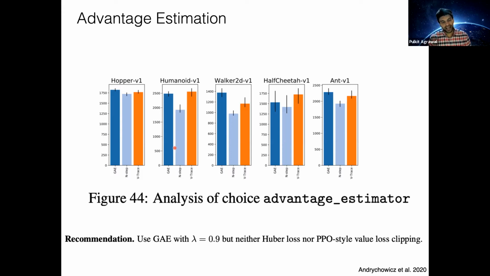So it turns out that using GAE is indeed one of the best ways to estimate the advantage function, and you should be doing that.